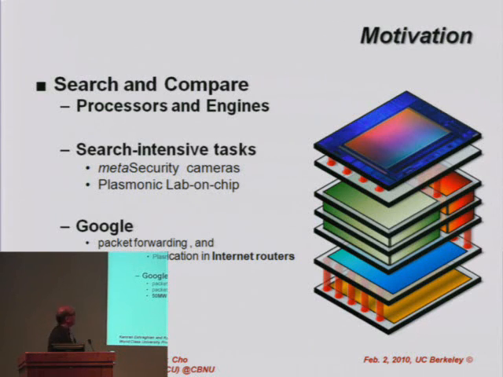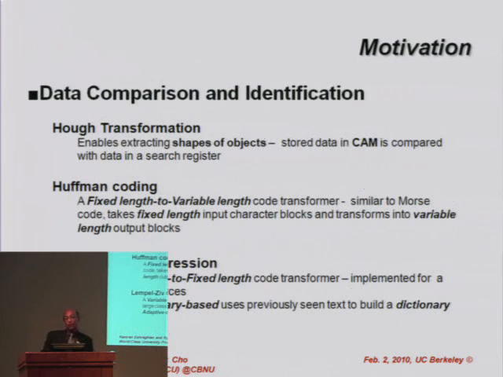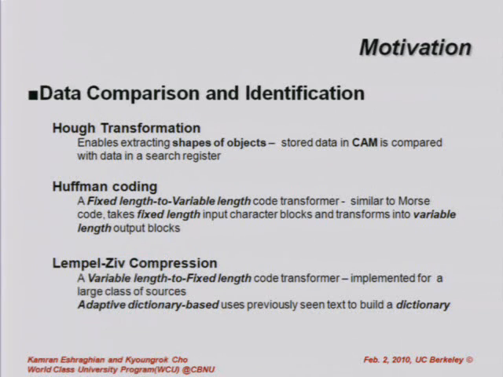For example, if we look at Google, there is this 50 megawatts. So the challenge was, well, look, can I get rid of one building of heating? Maybe still with CMOS and Memristors, there are some possibilities. And then there are the data compression and identification systems, Hough transforms. It can extract shapes so that you need to store information and in one cycle hit it and do the comparison. Huffman coding. Then there is the Lempel-Ziv compression, that variable length to fixed length code transformers and so on.